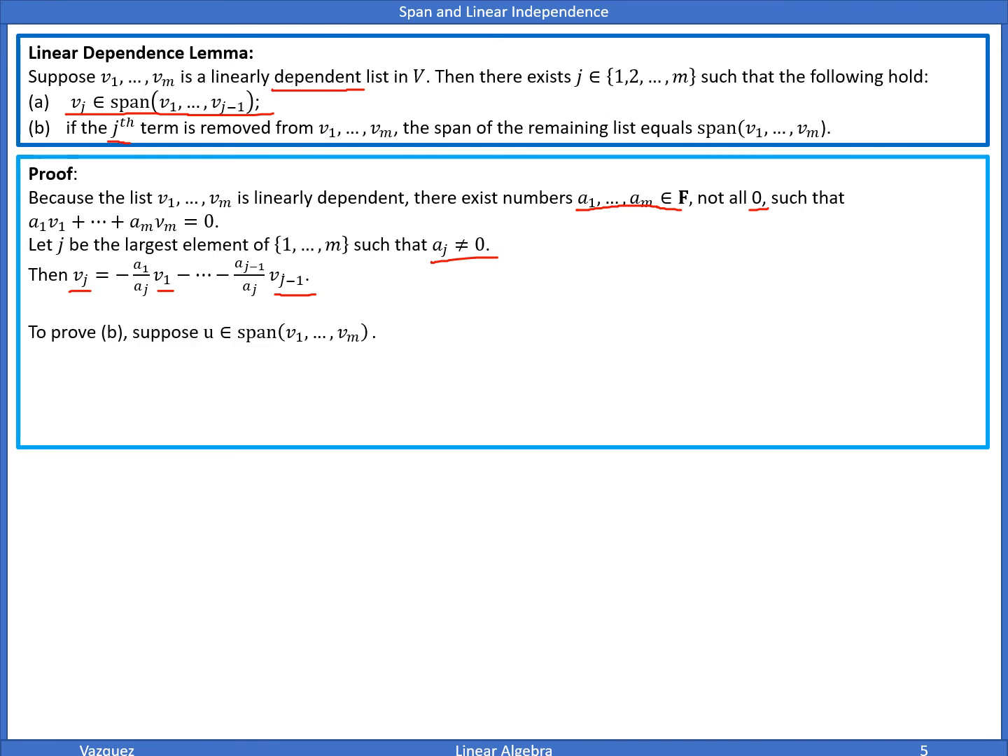Now, to prove B, suppose U, the vector U, is in the span of V1 all the way to Vm. Well, if that's the case, then we can get a linear combination such that these C1 to Cm are in F and equal U, right? So again, because it's in the span, we have a linear combination that equals U.